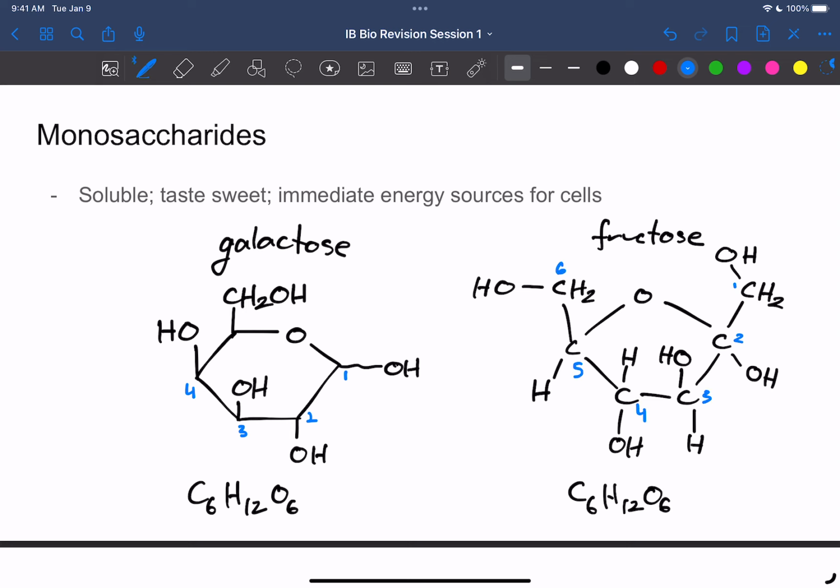So it's still numbered starting at the first carbon on the right. It starts with this one, and it still has 6 carbons. So basically what I'm saying is both the arrangement of the OH groups here, as well as the arrangement of the ring, can change the properties and therefore the name of the sugar.